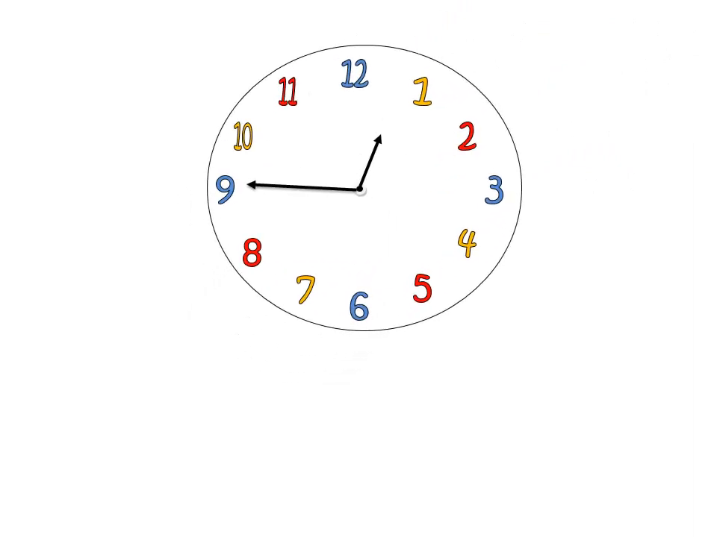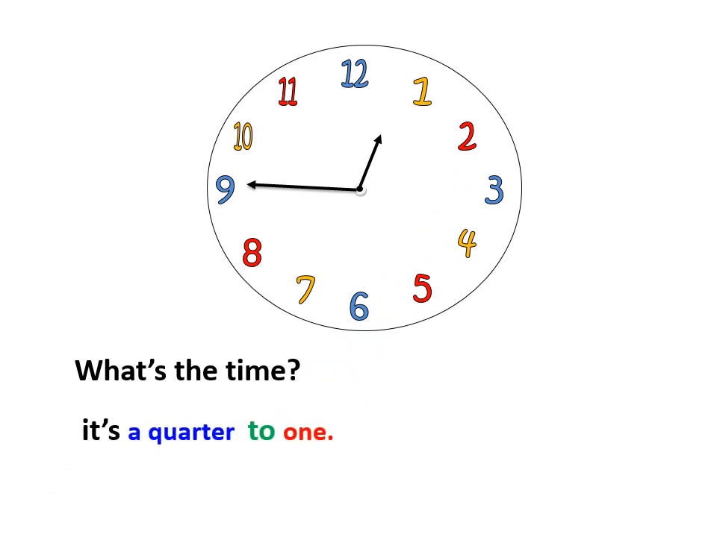What about this? We said 3 and 9, quarter. But on the 3, quarter past. And on 9, quarter to. So, what's the time? It's quarter to 1.